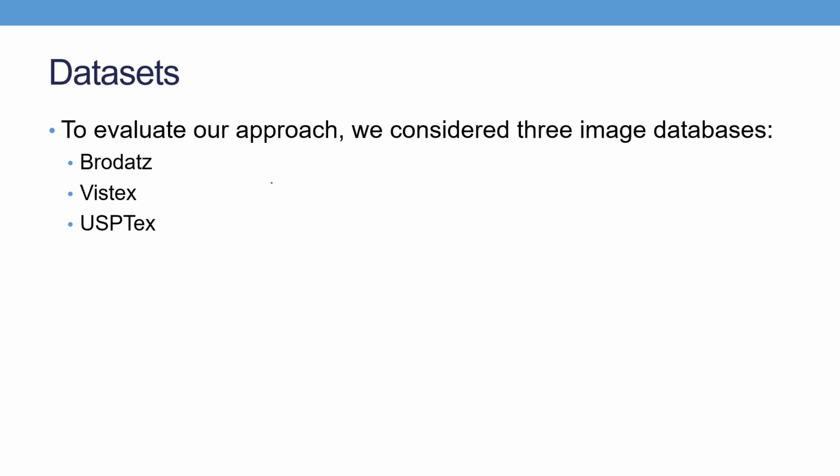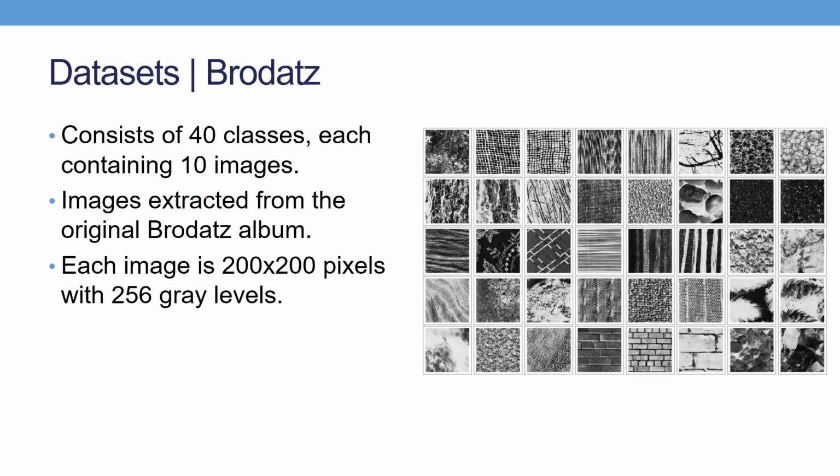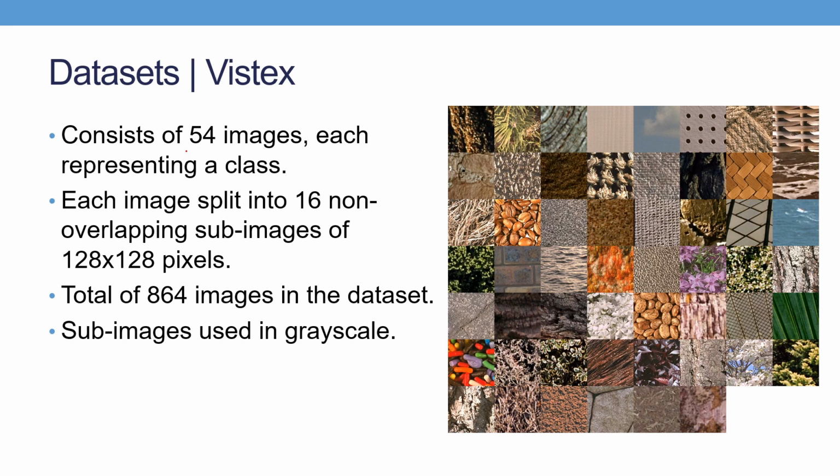To evaluate our approach, we use 3 datasets: Brodatz, Vistex, and USPTex. Brodatz is a set of 40 classes, 10 images each. The images have 200 pixel size and they are grayscale. Vistex has 54 classes, each one composed of 16 non-overlapping patches of 128 pixel size. They have color, but we discarded it and used just grayscale information.